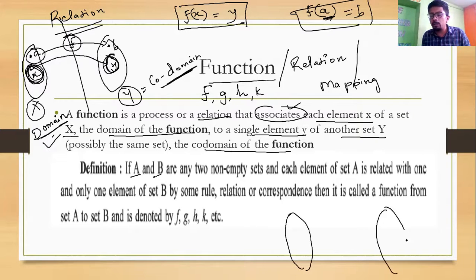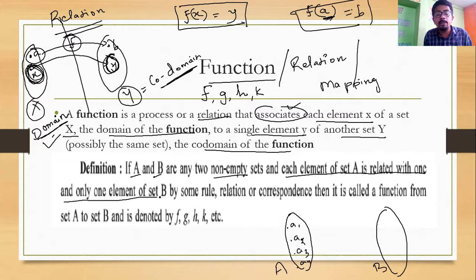I'll explain this part also. We have two sets, set A and set B, which are two non-empty sets, and every element of set A, let us take a1, a2, a3, a4. Let us take four elements which are in set A. So set A consists of four elements. Now remember, each element of set A is related with one and only one element of set B by some rule, relation, or correspondence. These are the different names of a function. Each and every word represents the function.